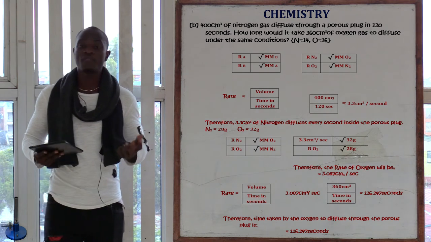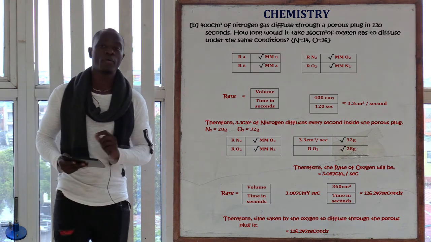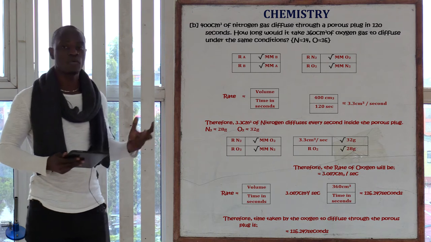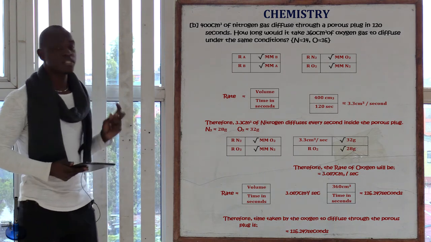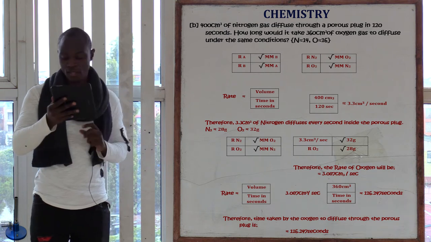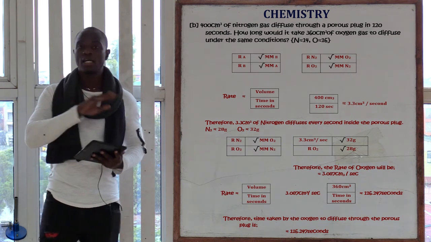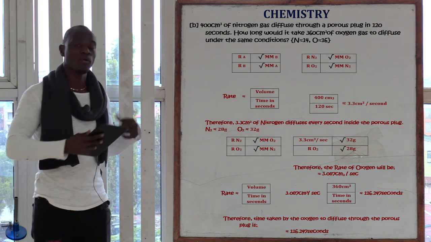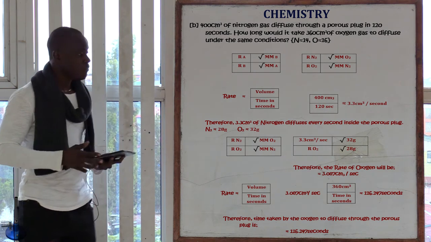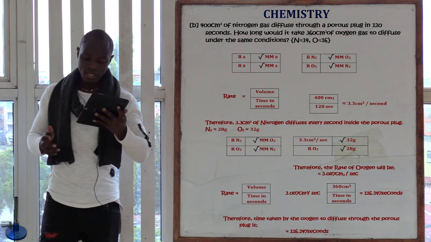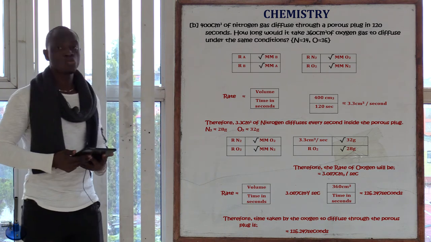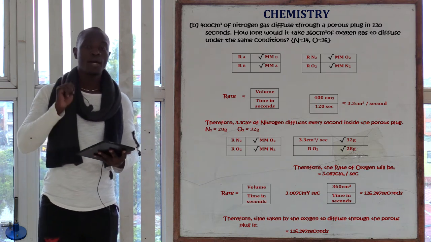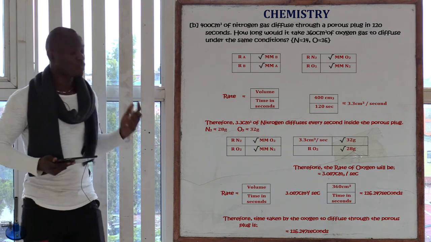In this case, we already have the rate of oxygen gas, 3.087 centimeters cubed per second. So let's substitute everything into the formula for calculating the rate: 3.087 centimeters cubed per second is equal to 360 divided by x. The x is represented by the time we should calculate for oxygen to diffuse. If we do everything correctly, we get 116.247. So 116.247 is the time for oxygen to diffuse through that porous plug.